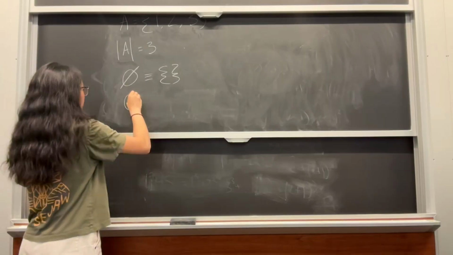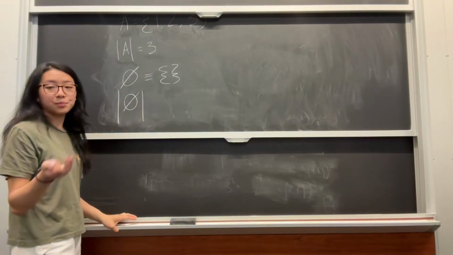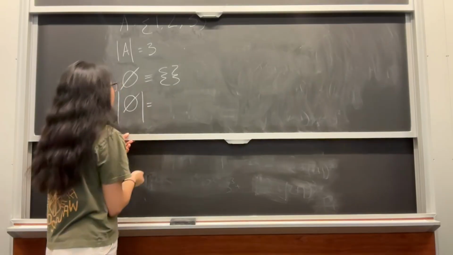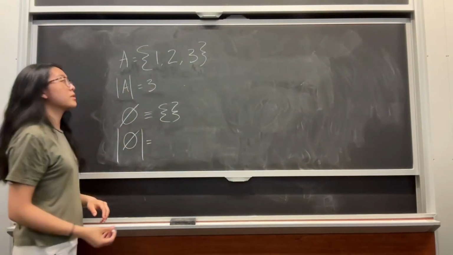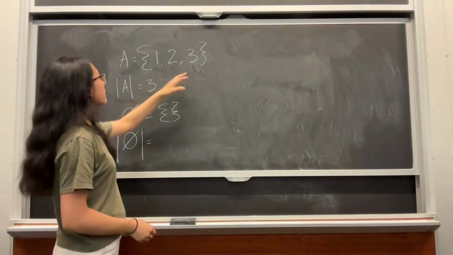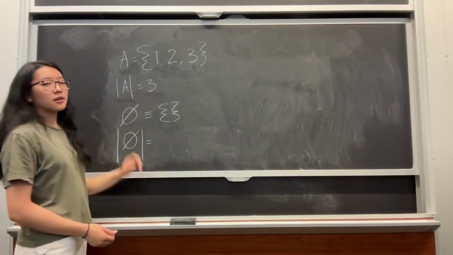And my question for you is, what is the cardinality of the empty set? I want you to pause and take a second to think about it. And we can figure this out. The way we figured out the cardinality of our example set A, how do we figure that out? Well, we counted the number of elements in A. We counted 1, 2, 3 elements. So A had a cardinality of 3.